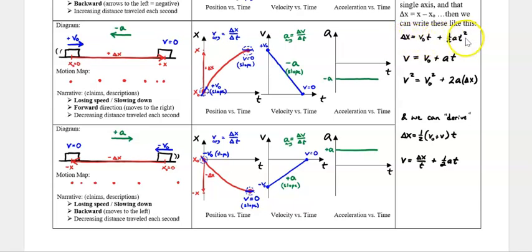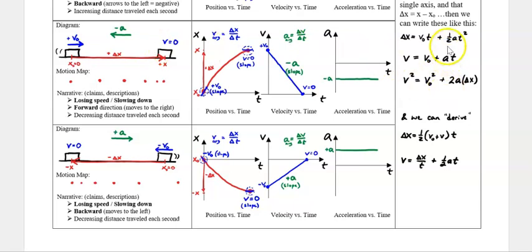This one, for example, does not have v in it. This one doesn't have delta x. This one does not have time. This one does not have acceleration, and this one does not have v naught. So which equation we use is simply based on which variables we have provided to us in the problem. Do I know a? Do I know v? Do I know time, etc.? And what am I trying to solve for?